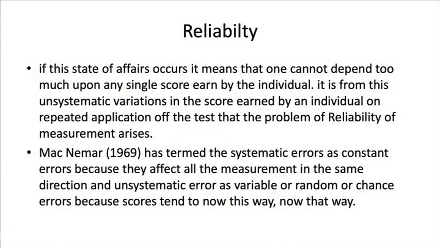McNamara, 1969, has termed systematic errors as constant errors because they affect all the measurements in the same direction, and unsystematic errors as variable or random or chance errors because scores tend to vary now this way, now that way. Now, McNamara says the errors can be classified into systematic and unsystematic. Systematic means which are constantly deviating the score, 5 score up, 5 score on the low side.